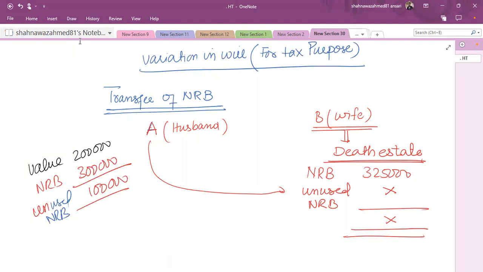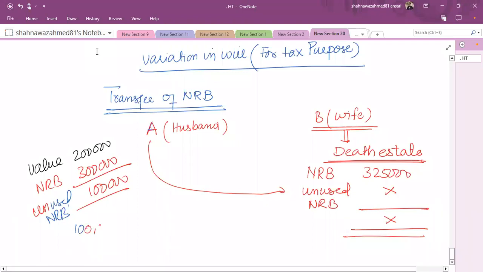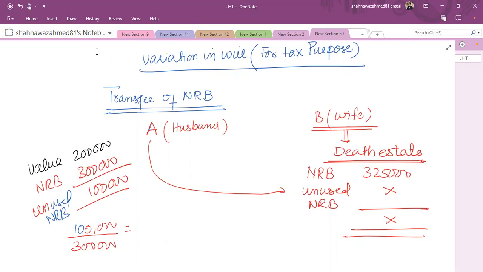We will not add this 100,000 directly to the NRB of his wife. Rather, we will find out a percentage. So first we'll find out the percentage of unused over the total. So it's 100,000 unused out of 300,000. So the percentage is 33.3333. This is the unused percentage.